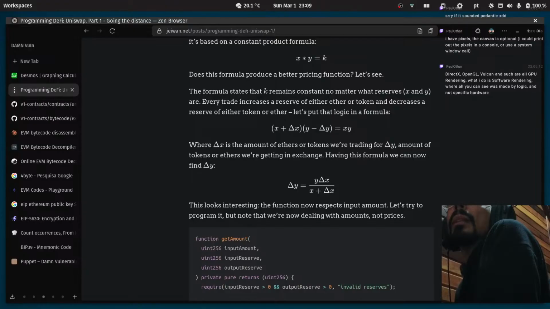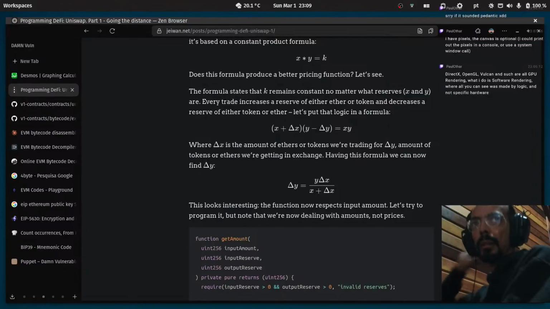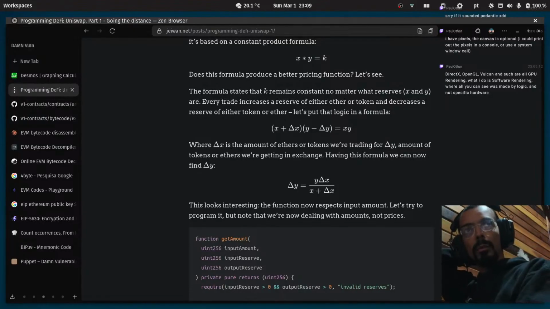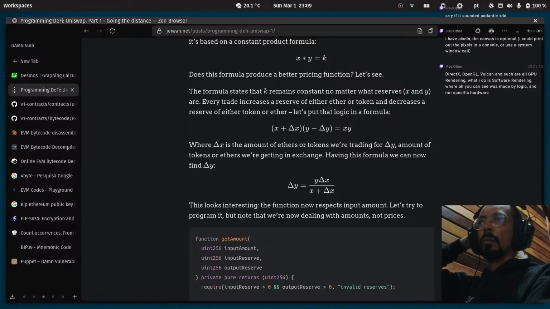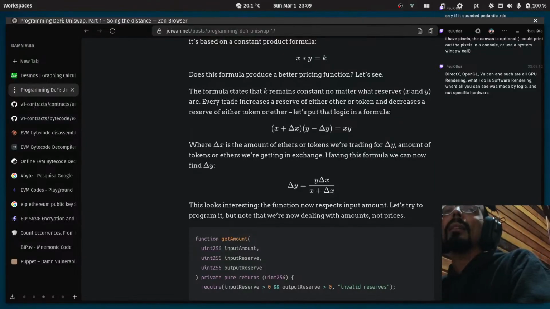Sorry if I sounded pedantic. No, never pedantic. No. I just try to hold myself to not sidetrack because normally in my life I sidetrack a lot. But I love the subject.